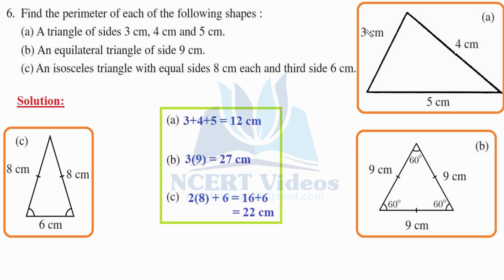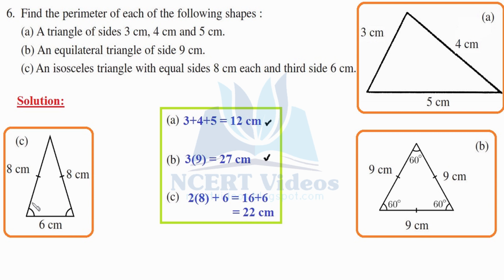We will add 4 plus 3 is 7 plus 5 is 12. So this is your first question. We are just adding it up. Now B part, an equilateral triangle of side 9 cm. Equilateral means 3 sides equal. So we will simply multiply 3 into 9 and each angle is 60 degree. It is well known. So we will multiply 3 into 9 to give you 27 cm as your perimeter.